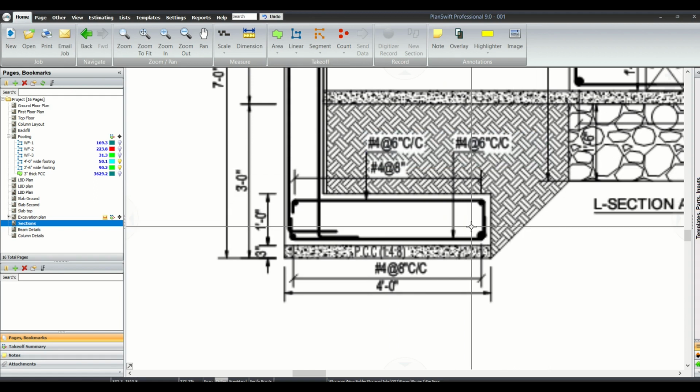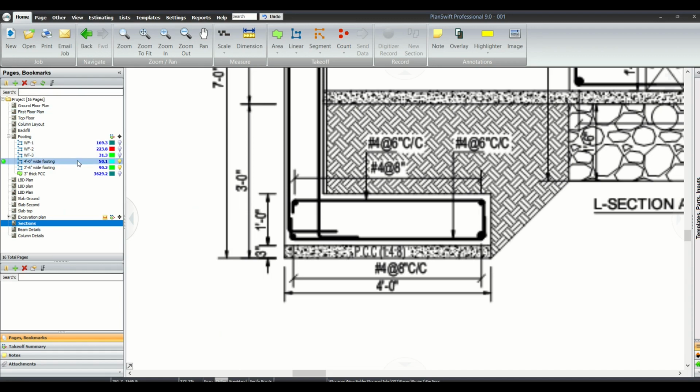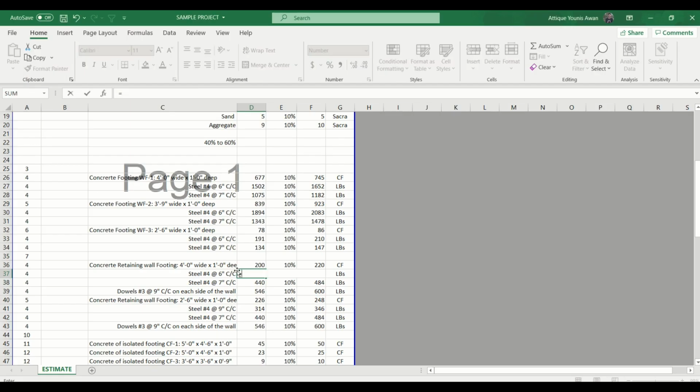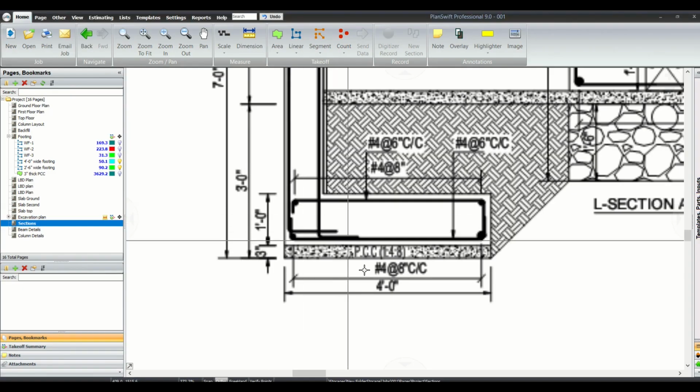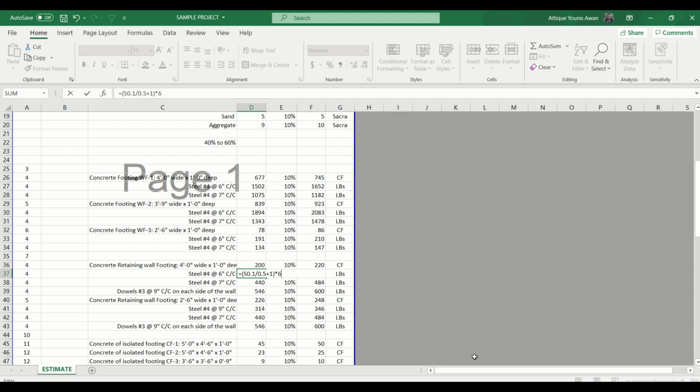So what we are going to do here, we will be going to replace it with 6 inches. So how much is the length? Length is 50.1, so we are going to divide 50.1 by 0.5, we are going to add +1, and again the width of the footing is 4 feet, and one foot here, it's actually making 6 feet. So we are going to multiply it by 6.